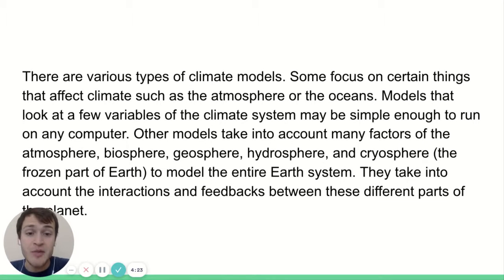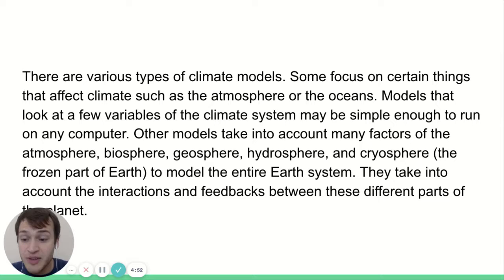There are various types of climate models. Some focus on certain things that affect climate, such as the atmosphere or the oceans. Models that look at a few variables of the climate system may be simple enough to run on any computer. Other models take into account many factors of the atmosphere, biosphere, geosphere, hydrosphere, and cryosphere, the frozen part of Earth, to model the entire Earth system. They take into account the interactions and feedbacks between these different parts of the planet.